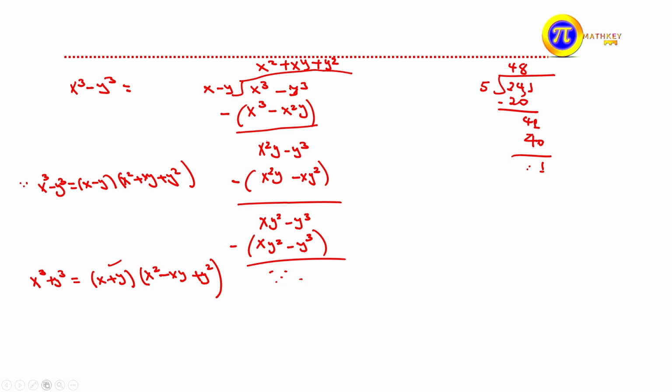Let me show you the remaining ones, whether they are correct or not. The answer for this one is B. But if we take x minus y, we can express it in the form of what? We can express it in the form of x to the power of 3.